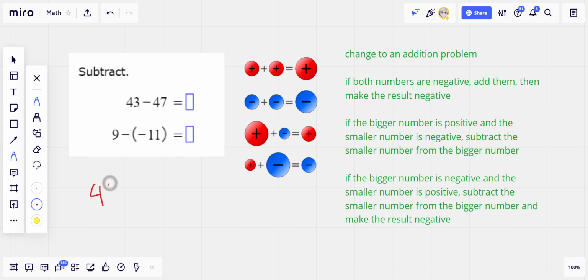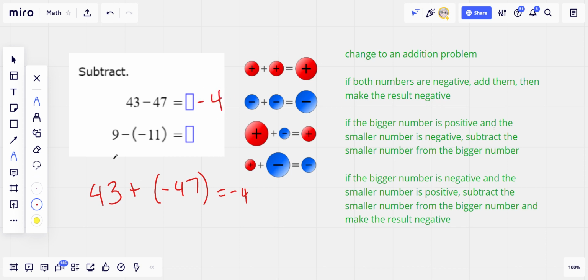So what I'm going to do is just think of this as an addition problem. So this is 43 plus a negative 47. Now this is the situation where we have one of each sign and the negative is bigger. So I know my answer is going to be negative. And to get that answer, I just need to find the difference here. 47 minus 43, that's pretty easy. That's 4. But because the negative is bigger, I make it negative. And our answer is negative 4.